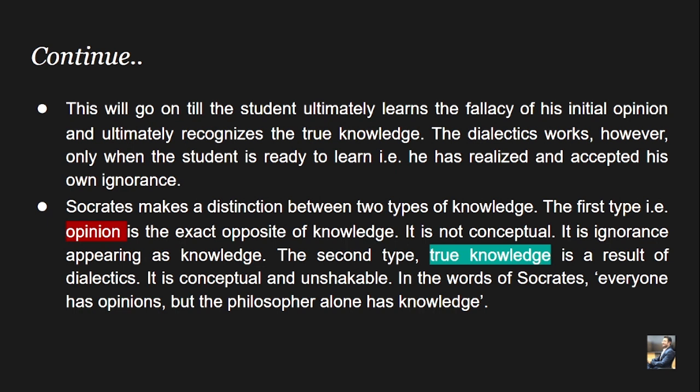Okay, true knowledge is a result of dialectics. Once we self-examine ourselves through dialectics, whatever we get at the end is true knowledge. Okay, it is conceptual and unshakable. The true knowledge which we get at the end is conceptual and unshakable, which cannot be refuted or destroyed. Okay, in the words of Socrates, everyone has an opinion, but the philosopher alone has knowledge. So most general people have opinions about something, but the philosopher alone has knowledge of the concept. Okay, so this is all about his theory of knowledge, guys, and also about the dialectic.